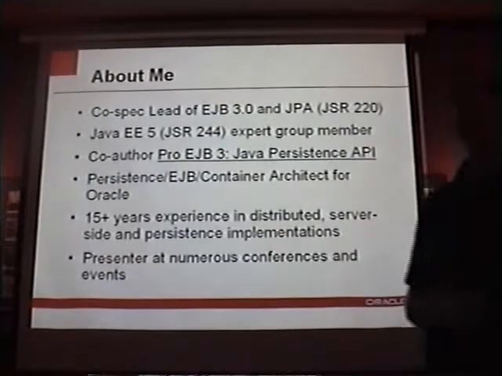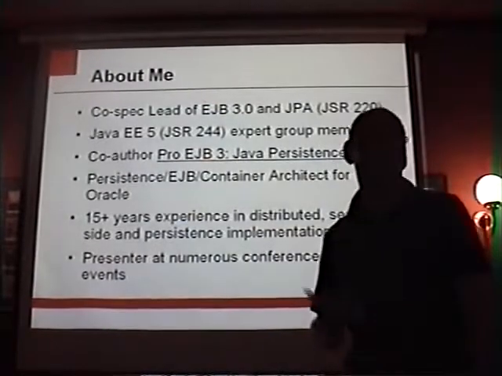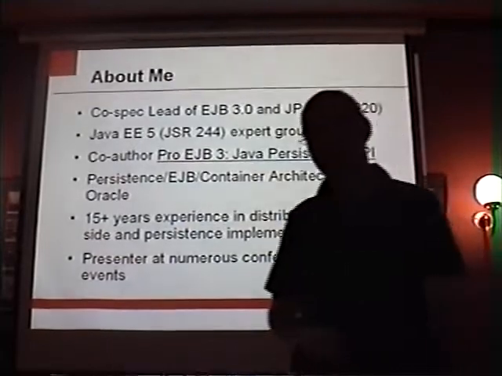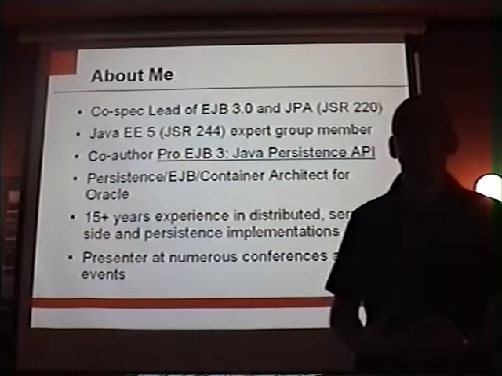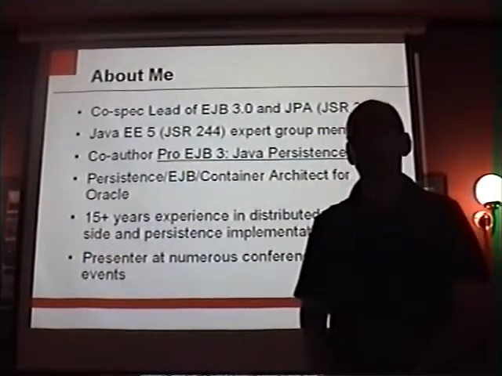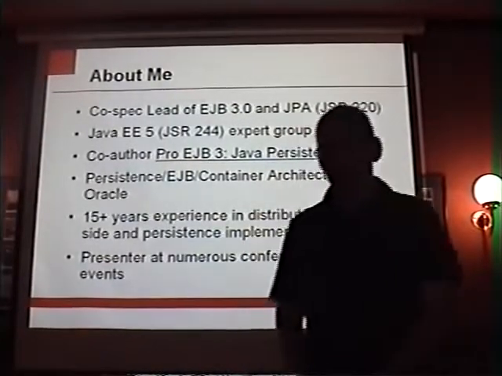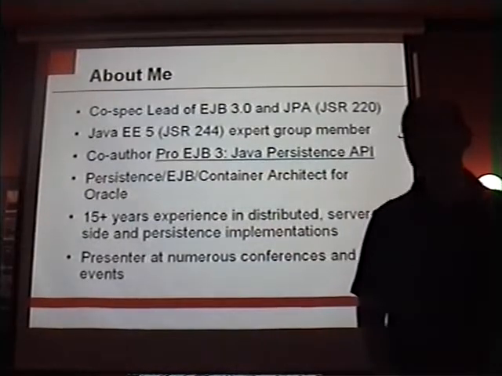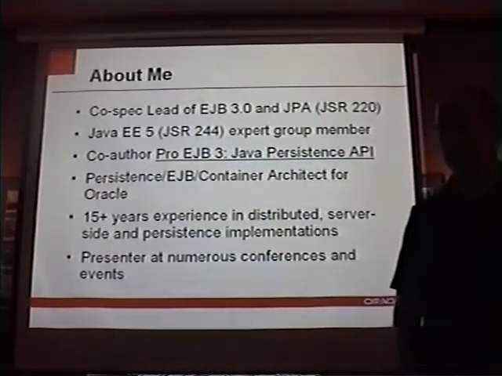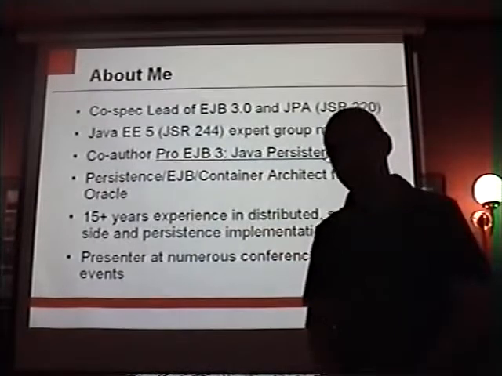So I spent a good deal of my life working the last few years on specifications. JSR 220 was the EJB3 specification and the Java Persistence API. I was co-lead on that. I also worked on the Java EE5 specification. So for those of you who've been using that, I hope that's been working out for you.